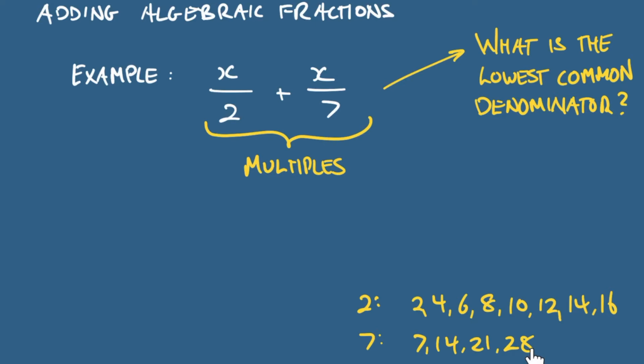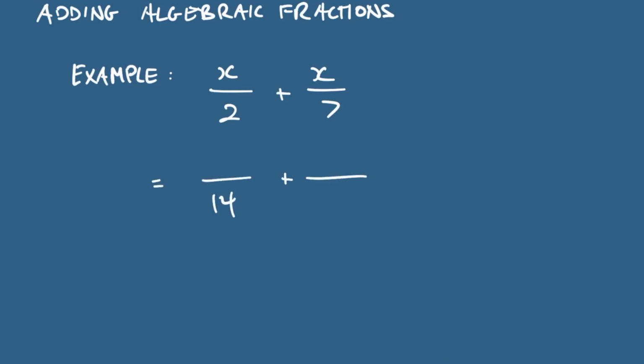Now I'm looking for the biggest number that is common to both. Sorry, the smallest, the lowest common denominator. So the lowest common multiple I can see on both those lists is 14. It's the smallest number that appears in both lists. So my new denominator is going to be 14. So I'm going to rewrite those fractions as something over 14 plus something over 14 will give me an answer of something over 14, because you see now that the denominators are the same, I can add those fractions together.